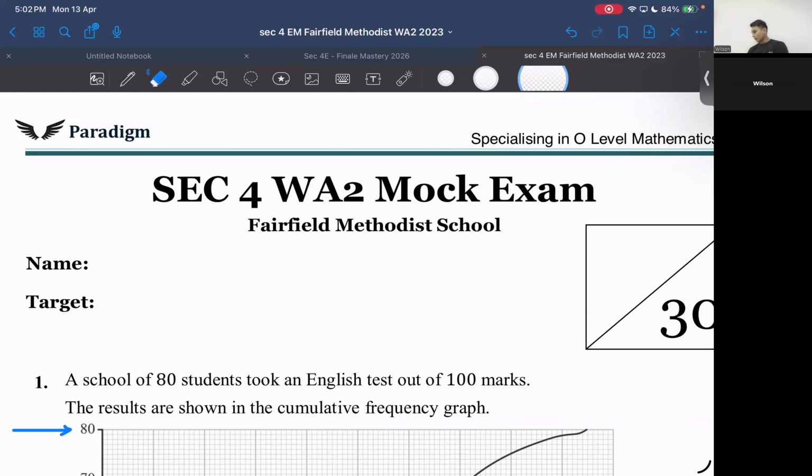The first one is Fairview Methodist Girls' School. Yes, you will have the same outline, but just that the grid is a bit off. So what I've just done for you is print out the one with the better grid, so you can just use that. Actually, it's exactly the same thing.